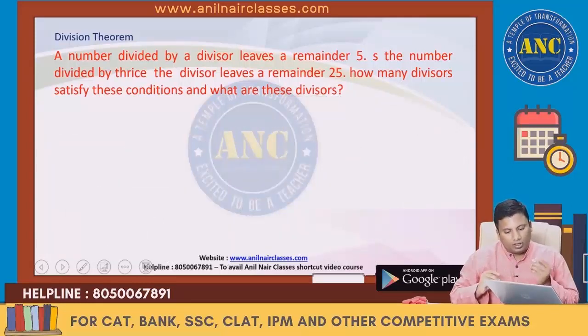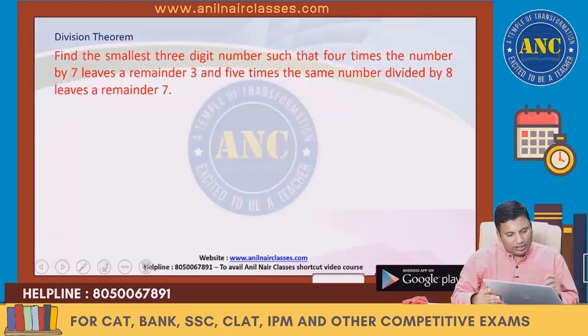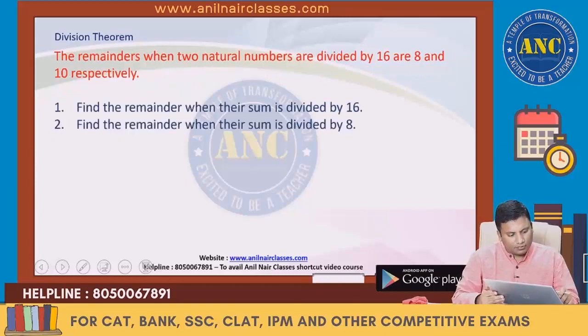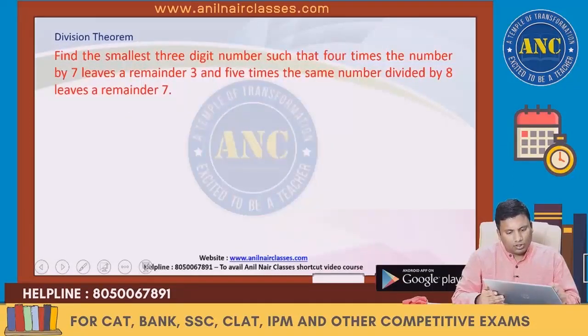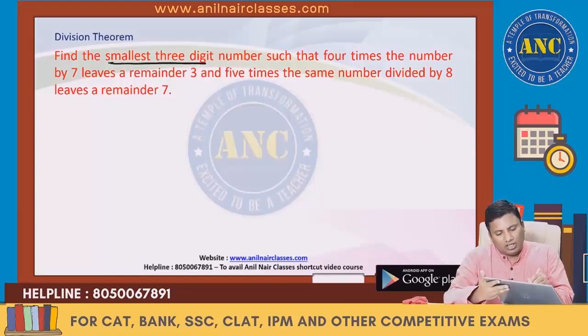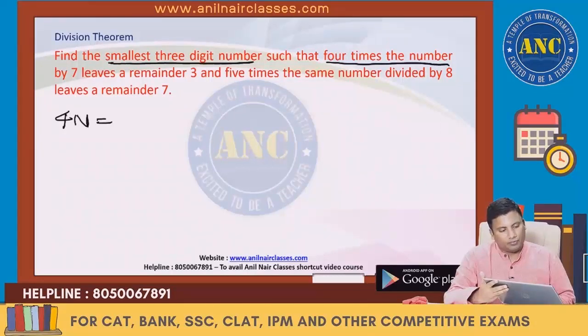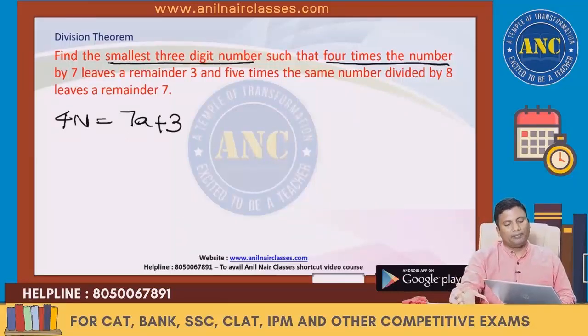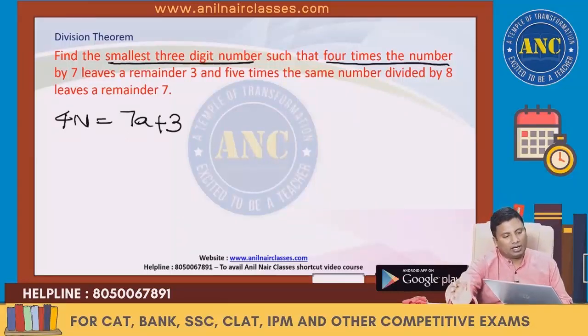Now, I think this also we have solved. Next, can you try this question? Please try this question. Find the smallest 3-digit number such that 4 times the number, when you divide it by 7, leaves a remainder 3.